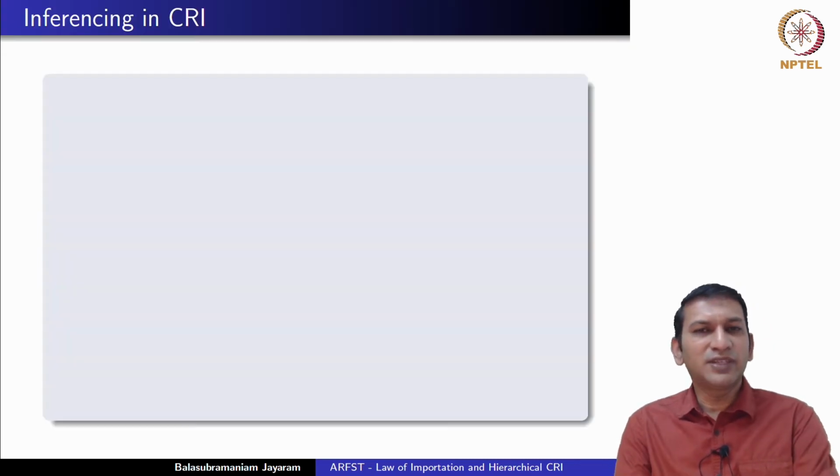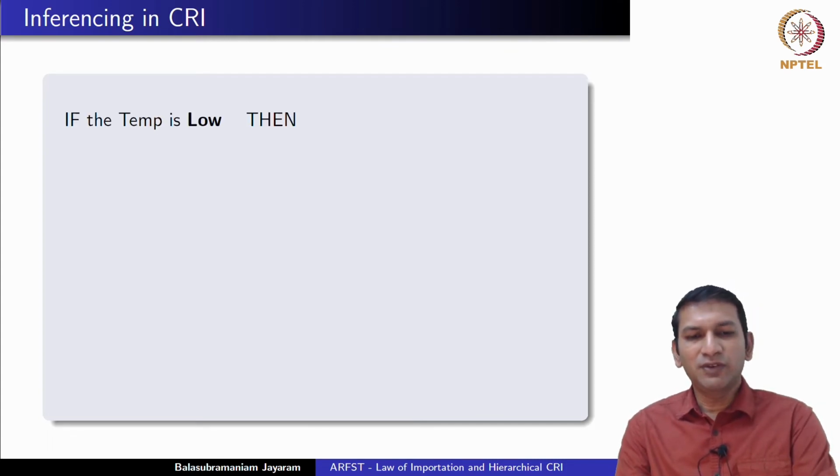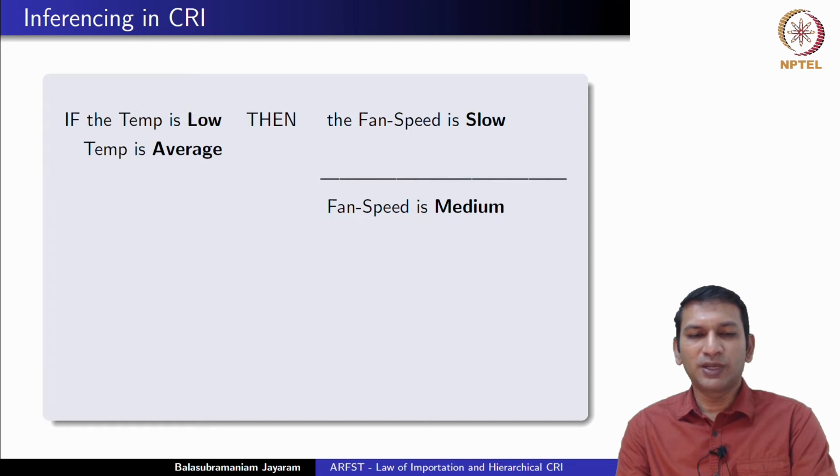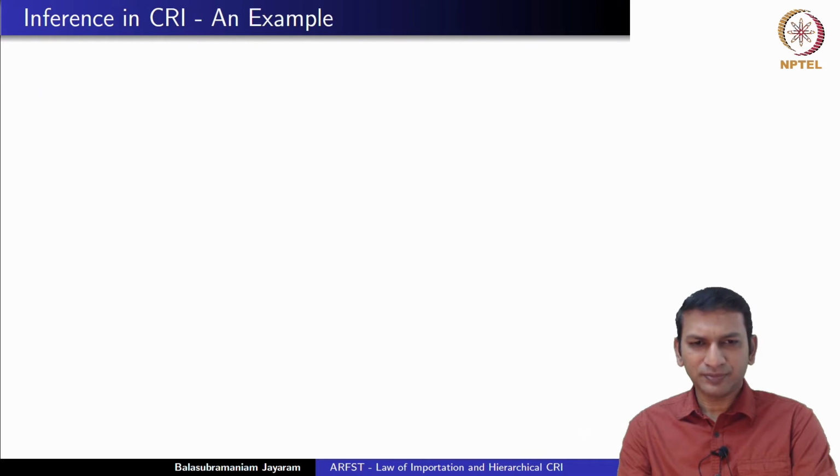Let's look at inferencing in CRI itself. Of course, we have seen this many times over. So if you have a rule of this form, if the temperature is low, then the fan speed is low. And if your given temperature is average, we want to obtain an output, fan speed is medium. So typically the rule is captured in the form of a relation, and given an A dash, which is the input, we obtain B dash by composing A dash with R.